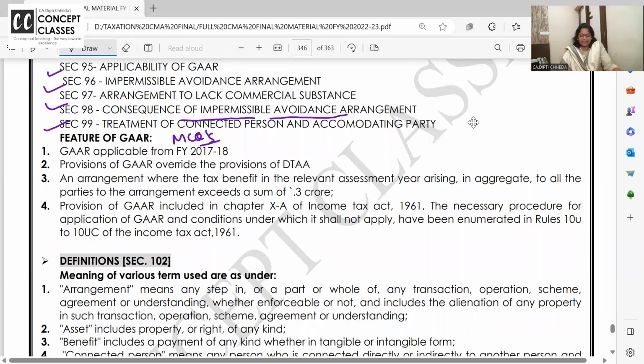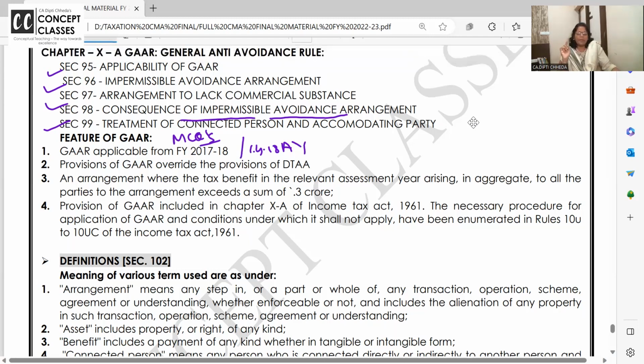Chalo, let us see. GAAR is applicable from financial year 17-18. Some of the books are saying they are starting from 1-4-18. So it is assessment year 18-19, previous year 17-18. उसके पहले गार नहीं था. Provisions of GAAR override DTAA. DTAA is overriding the Income Tax Act. But अगर GAAR के provisions में कुछ conflict है तो GAAR will override the DTAA.